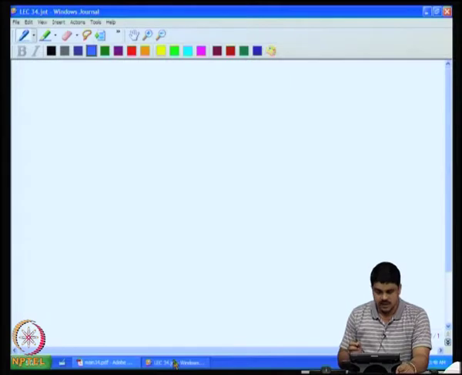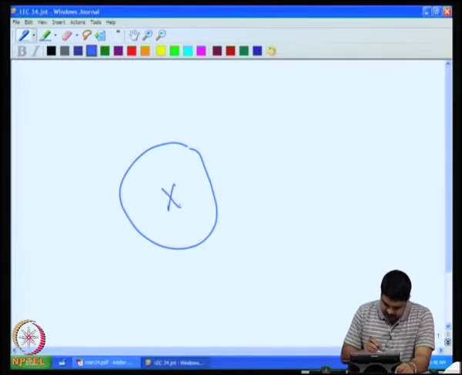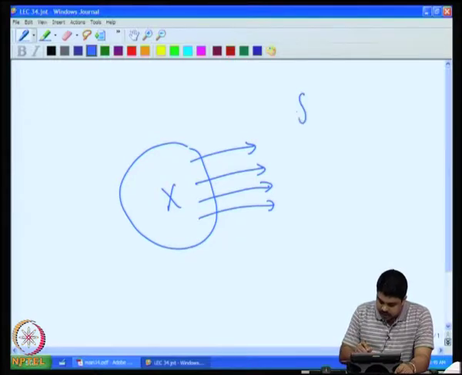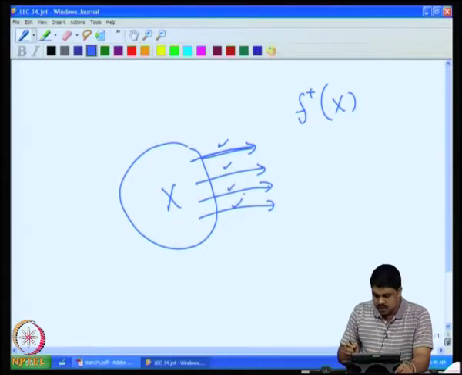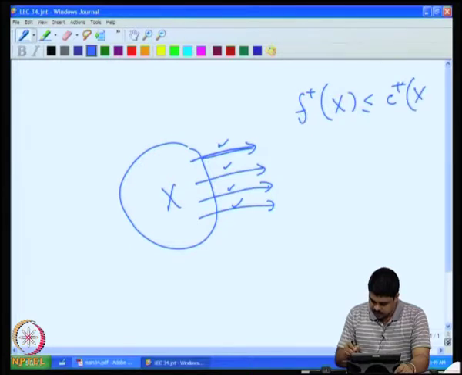For instance, suppose you have this graph and this is a subset X. Because this is the value of the flow here, what can I tell about f plus of X? That means the value of the flows on these outgoing arcs has to be less than or equal to definitely c of X. This is the c plus of X, right.